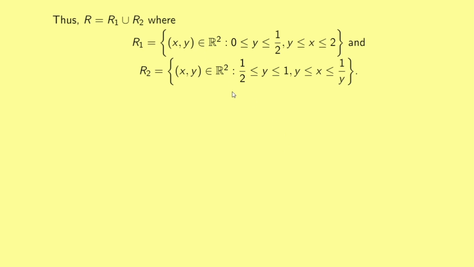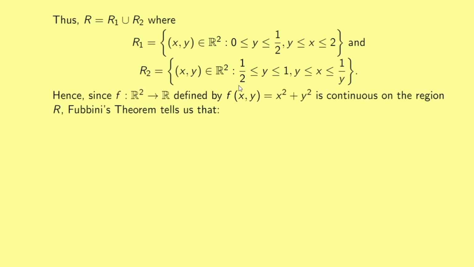So we have R1, which is the set of points where y is greater or equal than 0 and less or equal than 1/2, and x goes from y to 2, and I have a second part, R2, where y is greater or equal than 1/2 and less or equal than 1, and x is greater or equal than y and less or equal than 1 over y.